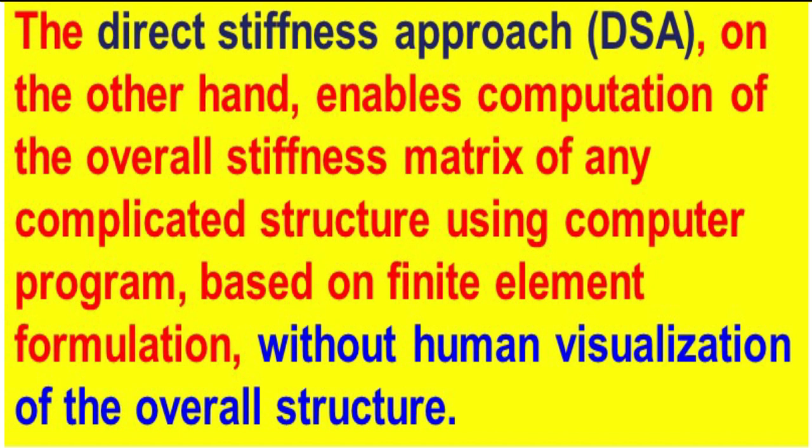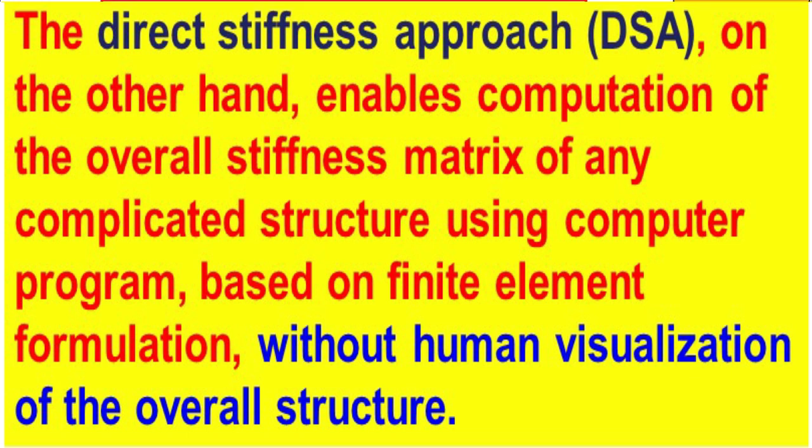The direct stiffness approach enables computation of the overall stiffness matrix of any structure without any human visualization. It uses the finite element formulation. In this particular course, we will study all aspects of the direct stiffness approach. We begin with simple 2D structures with simple boundary conditions, and slowly we'll introduce complications, and you will be able to obtain the stiffness matrix of any structure, provided it's a skeletal structure, by automatic means by using a computer program.